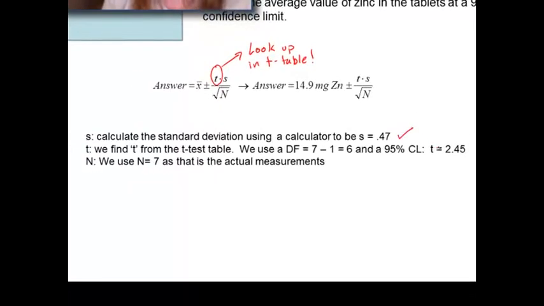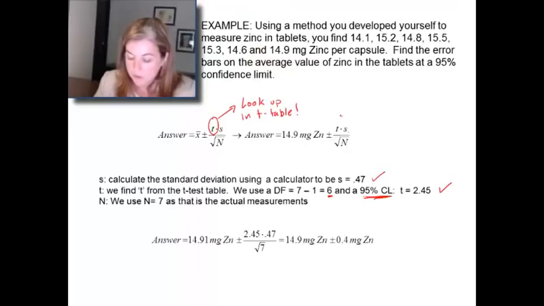We went to the t-table and used a degree of freedom of 6 and a 95% confidence limit, and we found a t of 2.45. Notice that whereas we used a degree of freedom of 6 on the table, we used an n of 7 in this calculation. So we have t, s, and n, and we just apply this formula to calculate the error bar. When we do that, we get 0.4 milligrams of zinc.